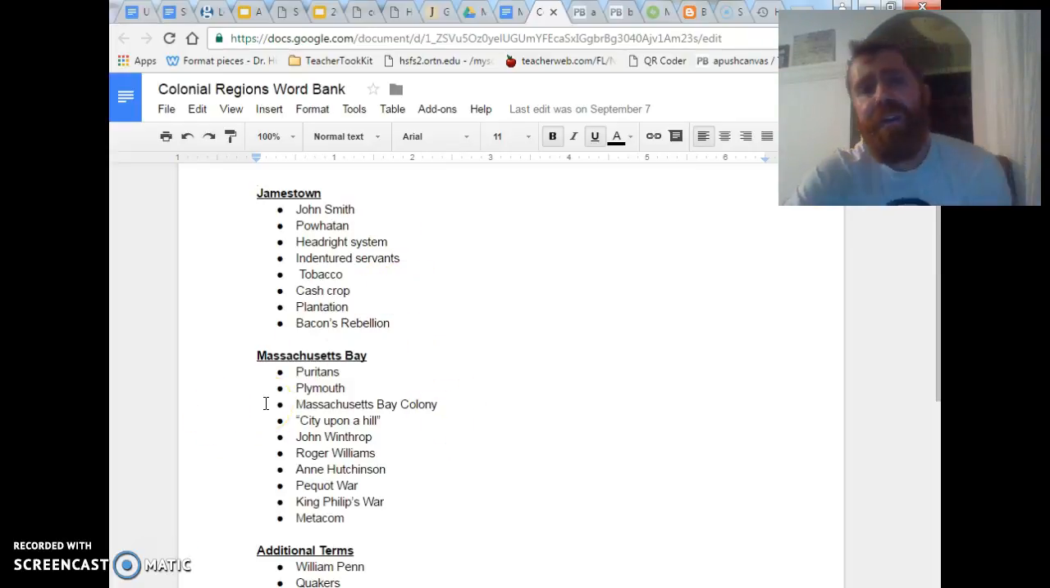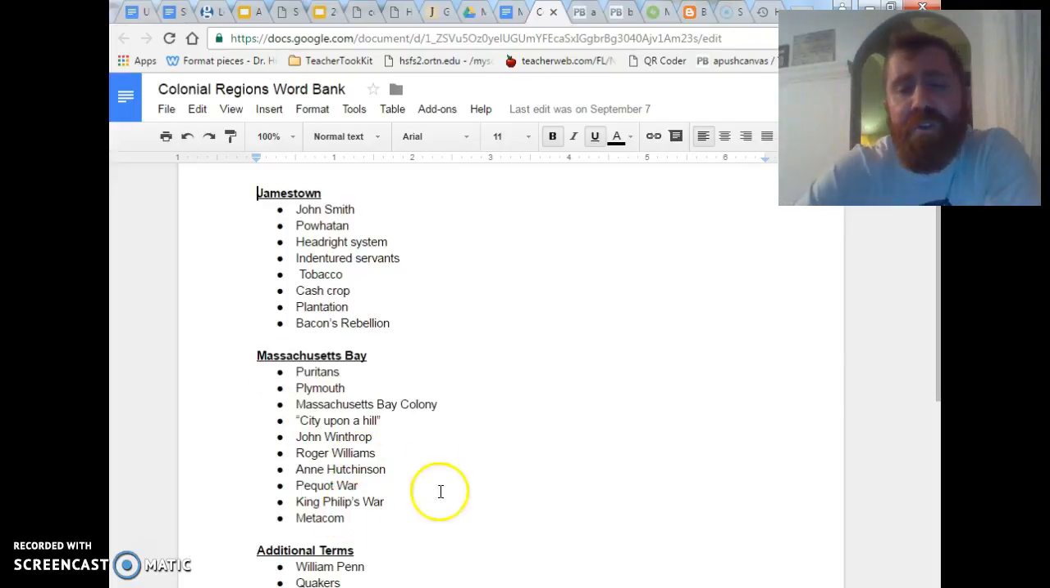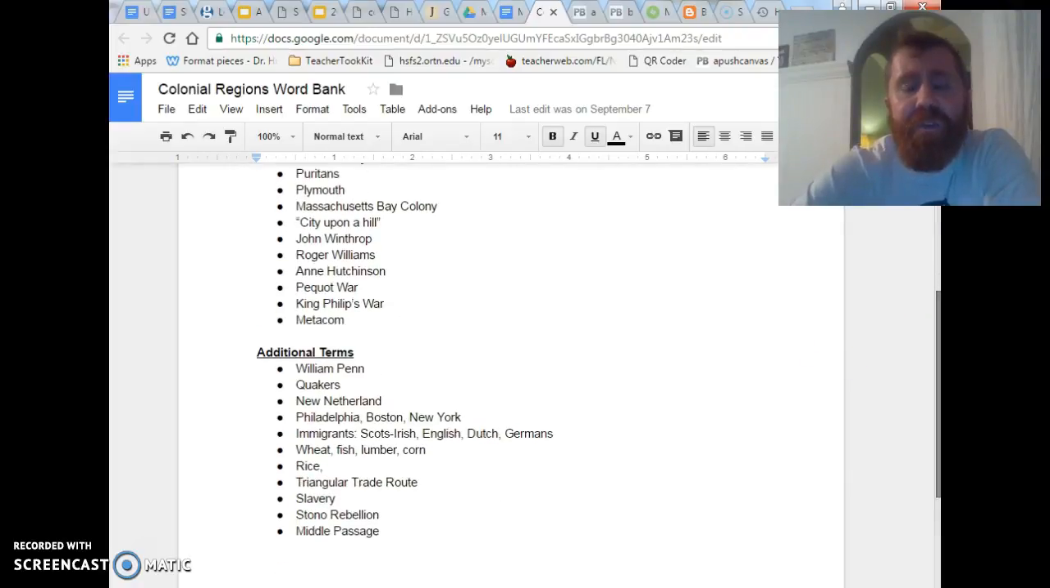Massachusetts Bay is located in New England, so this would be a good start for what you should put in the New England colonies. Additional terms includes terms from the middle colonies, but also the southern and New England colonies. So it's going to be up to you to look at these events and terms and try to organize and categorize them appropriately.